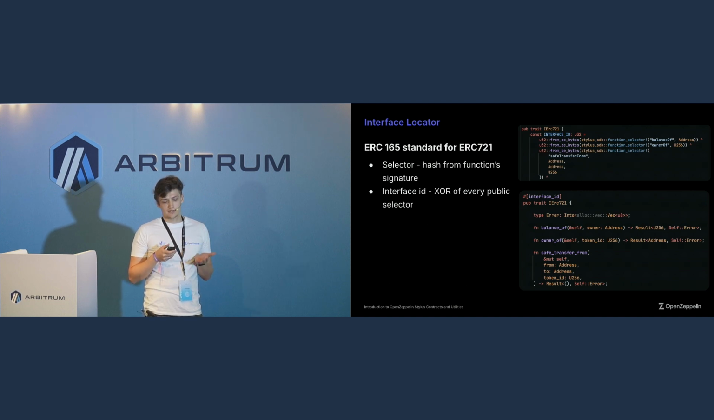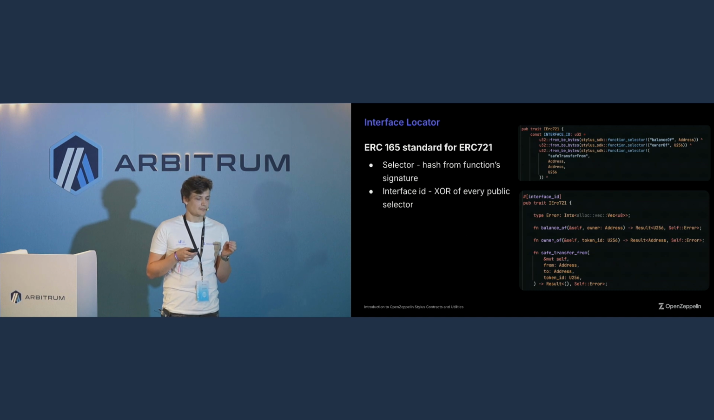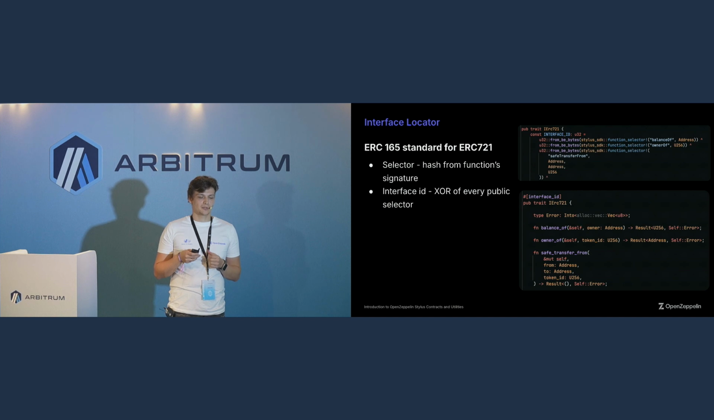It relies on one important fact: every contract has selectors, and those selectors compose the interface ID. Basically, a selector is the hash of the function signature, the name of the function and all types of arguments. And the interface ID is the XOR of all of those items.